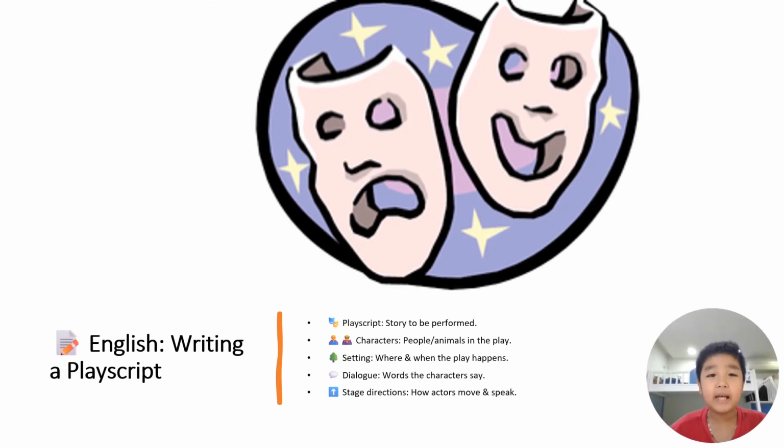Okay, first up is English. We are learning about writing a play script. A play script is a special kind of story. It's written to be acted out on a stage. Every play script needs characters. There are many people or animals in the story. We also need a setting, which tells us where and when the play takes place.